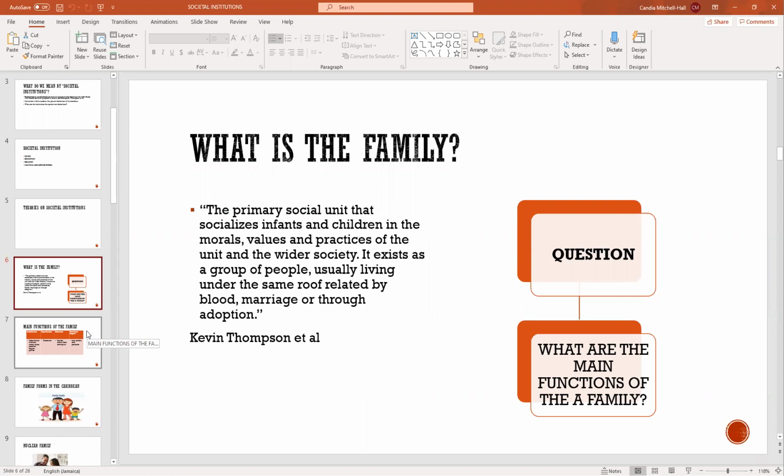Now, what are some of the main functions of your family? So look at your family and what are some of the functions? McDonald, Anya. Yes, sir. A family is to provide support. Not just provide support financially, but mentally and emotionally. Mental support. Yes, very good.